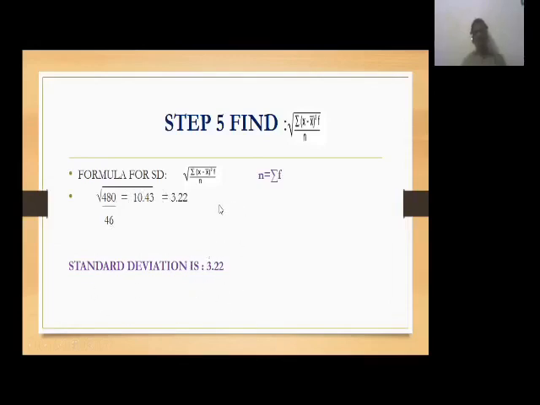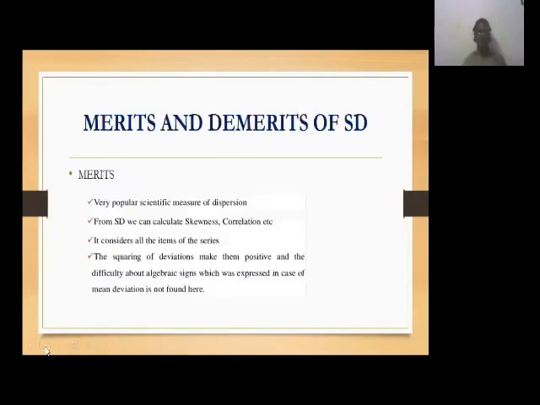This is the calculation for standard deviation in a continuous frequency table. Now the merits and demerits of standard deviation. Standard deviation is a very popular scientific measure of dispersion, and from standard deviation we can calculate skewness and correlation of data. It considers all the items of the series, and the squaring of the deviations makes them positive. So minus 1 into minus 1 equals plus 1. We never have a negative value in standard deviation.